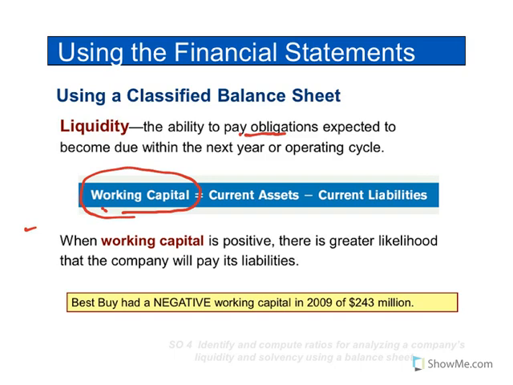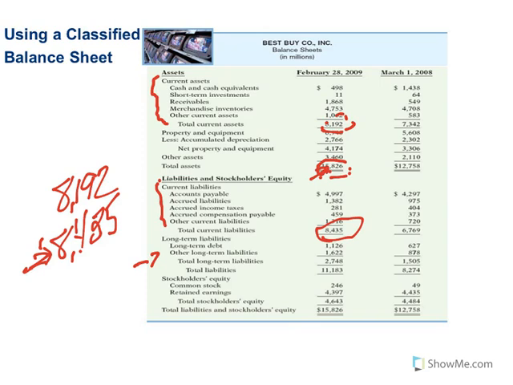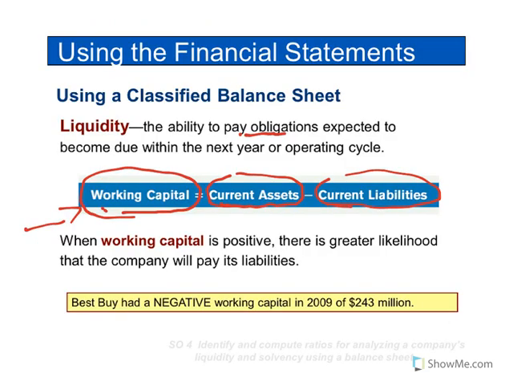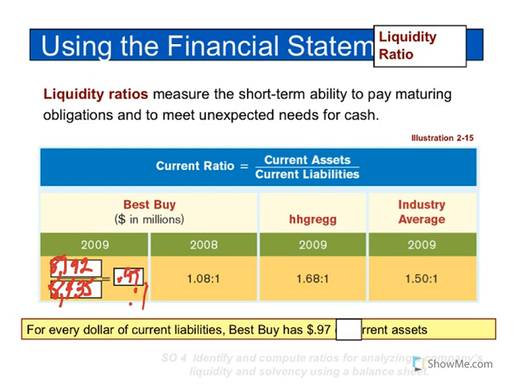When they use the term working capital, it means the excess of current assets over current liabilities. And as I showed you in the previous screen, there is no excess. There is a deficit. When the working capital is positive, there's a good likelihood to pay its debts, but Best Buy has a negative working capital of 243. That is, the liabilities are 243 million more than the current assets, and this is very serious.